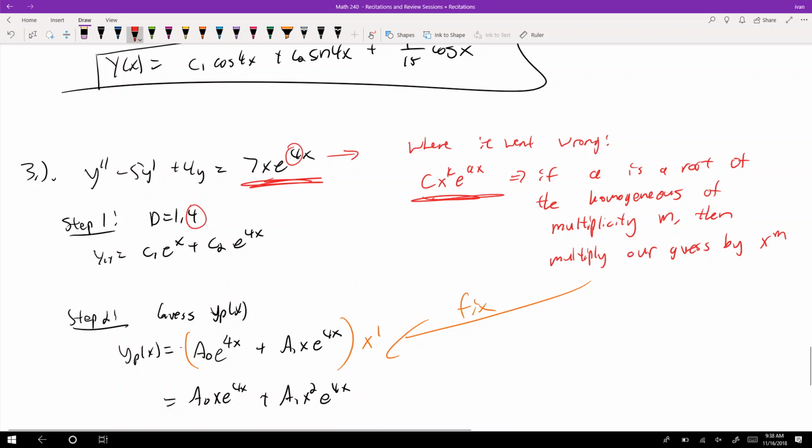Okay, and if you have complex numbers, it's the same thing. So for complex, we'll write this down here actually. If you have c x to the k e to the ax cosine bx or sine bx, you have to look at if a plus bi is a root.